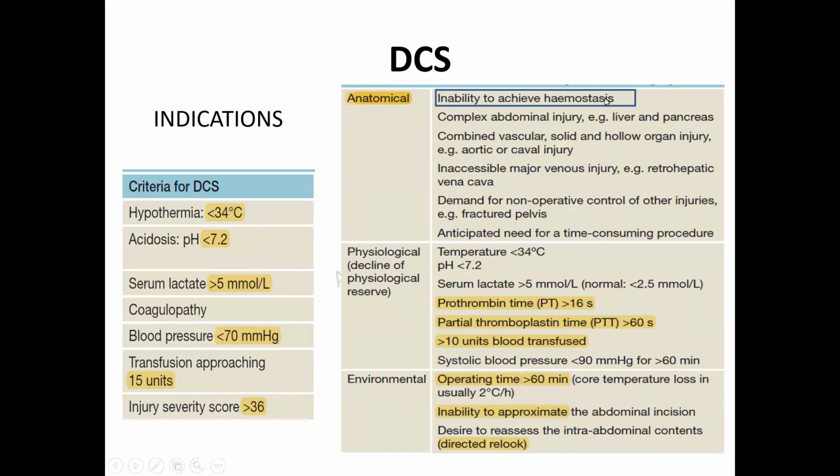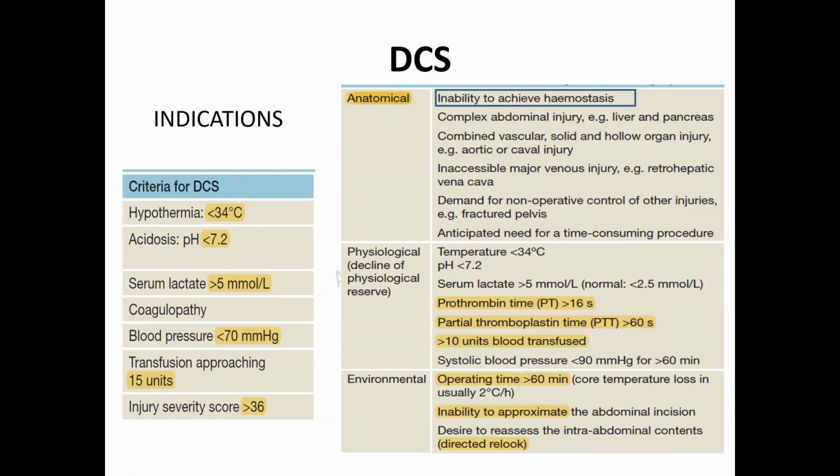So what are the types of individuals and what are the circumstances where you won't be able to deliver early total care? The patient is having severe hypothermia, acidosis, lactic acidosis, that is lactate levels more than 5, severe coagulopathy, the patient is in shock and you have almost transfused more than 15 units of blood, and injury severity score is more than 36. So this comes under the physiological parameters, that is hypothermia, lactic acidosis, coagulopathy, hypoxia, and injury severity score more than 36. All these are clear-cut indications of DCS.